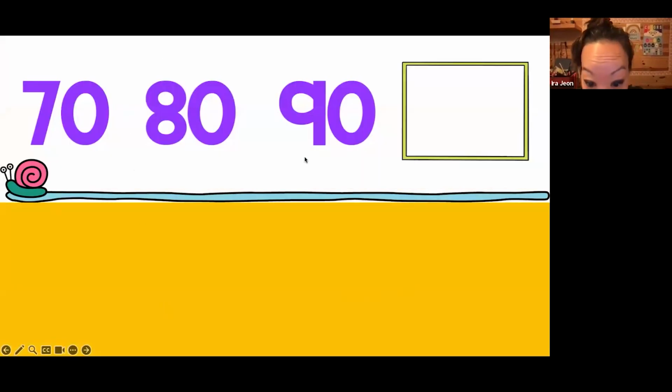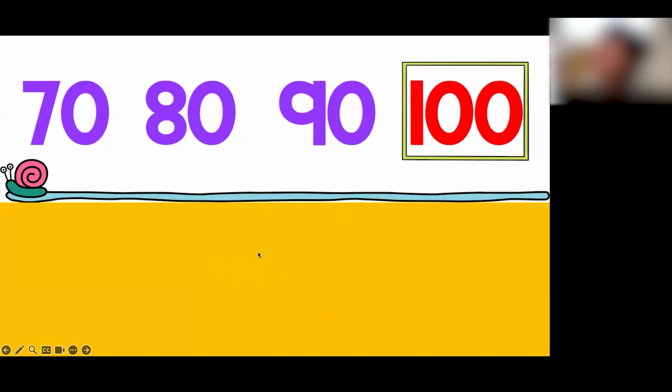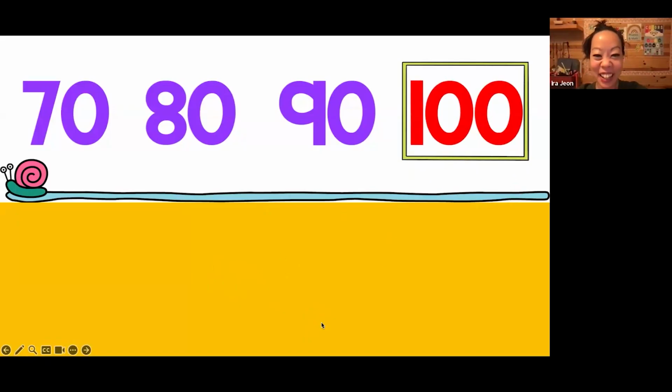Oh, look at this. 70, 80, 90. What is the missing number? The last number has 3 digits. Okay. Yajva, what number is missing here? My last number when we're skip counting by 10. 100. You're right. Okay, everyone. That was skip counting by 10.